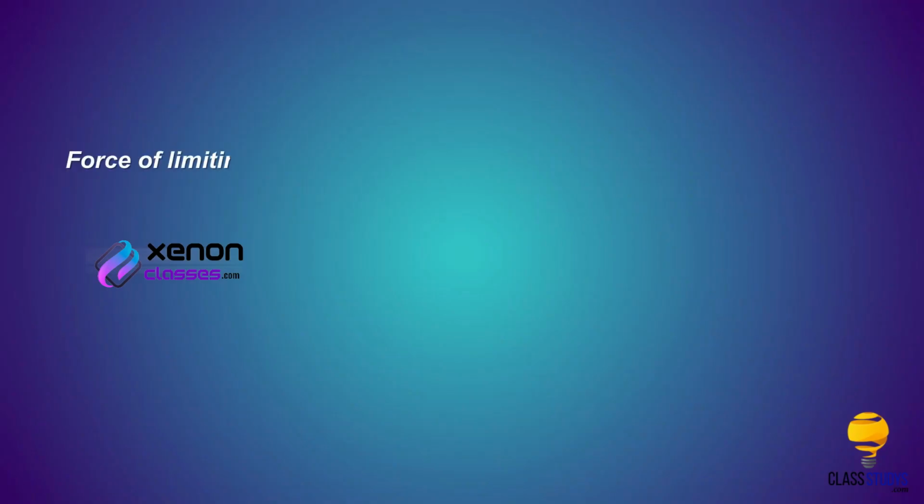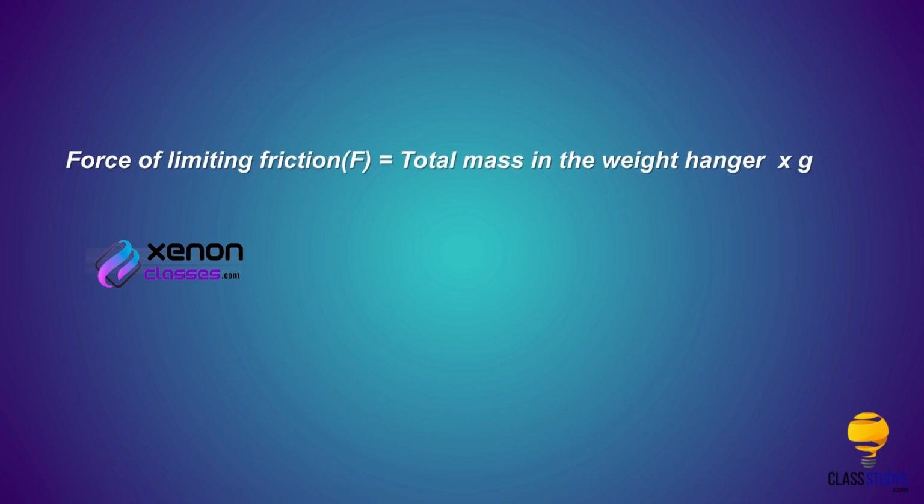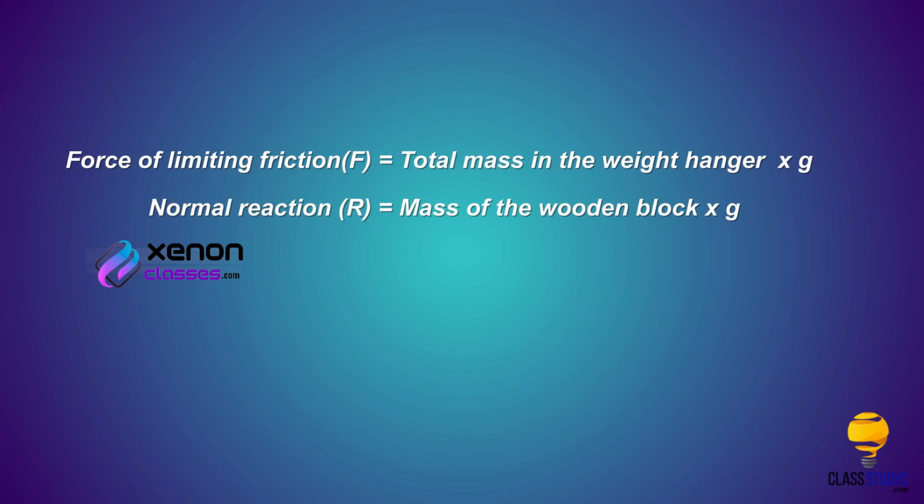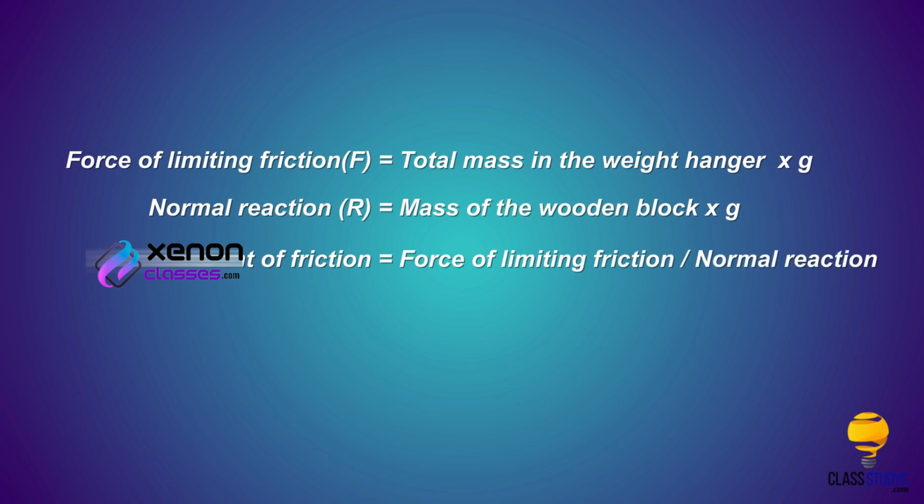Note down the total mass added to the weight hanger and multiply it by acceleration due to gravity g, which gives a force of limiting friction F. The normal reaction R is given by the mass M of the wooden block multiplied by acceleration due to gravity g. The coefficient of static friction is then calculated by the equation mu is equal to F divided by R.